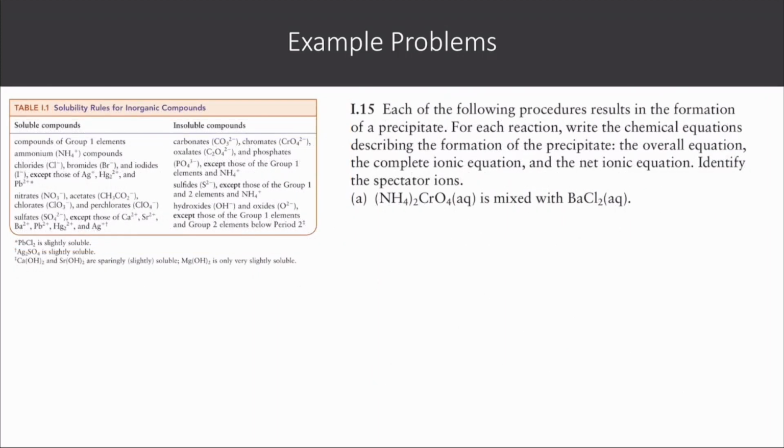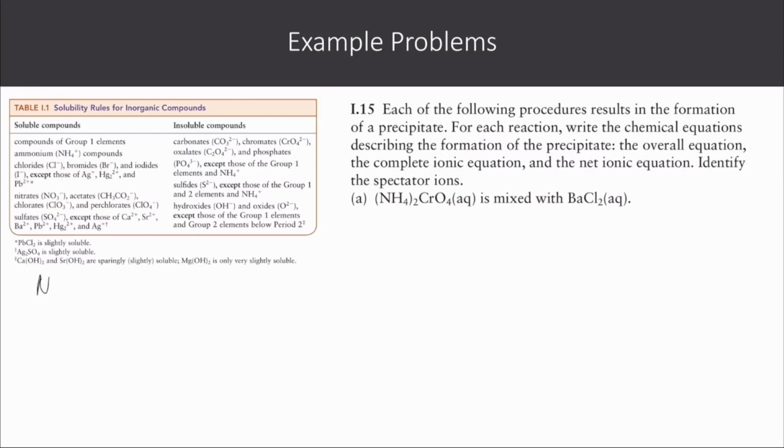In the next problem, we mix two ionic compounds and we have to write for each reaction the chemical equations describing the formation of the precipitate. That is the overall equation, the complete ionic equation, and the net ionic equation. And we have to also identify the spectator ions. So we start with these two compounds and we write the overall equation.